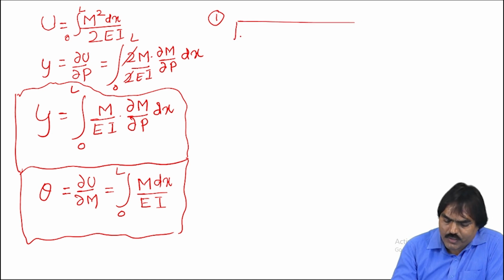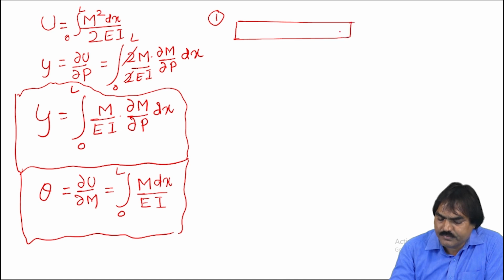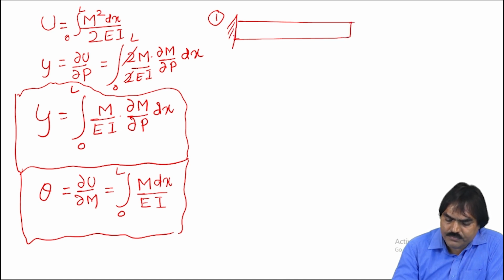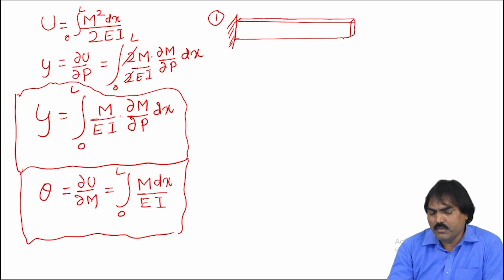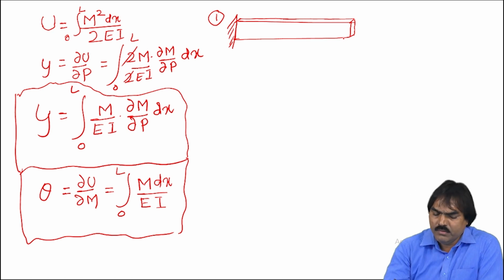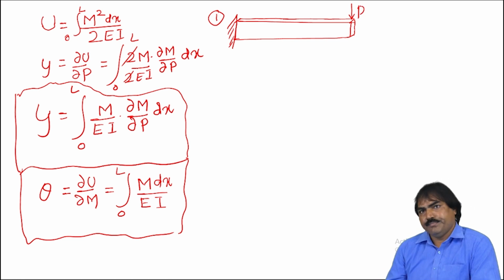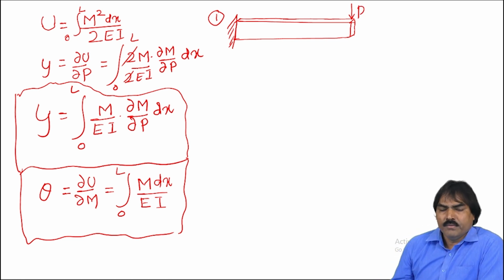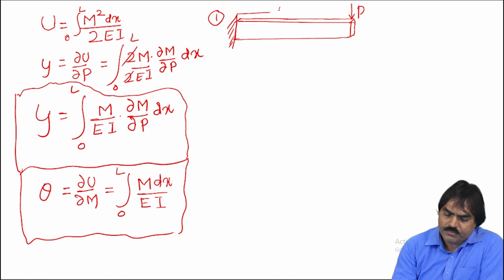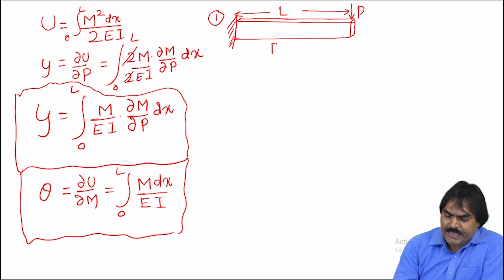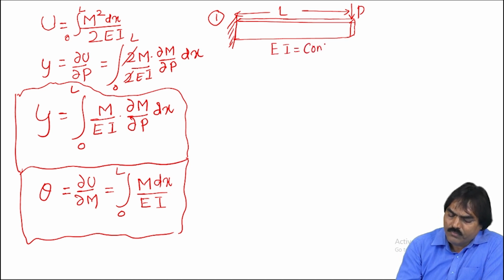A cantilever structure I am taking. Fix this. This is the structure. Now, this is subjected to a transverse load P, where L is the length of the structure. Anyway, EI, the flexural rigidity, is always constant.